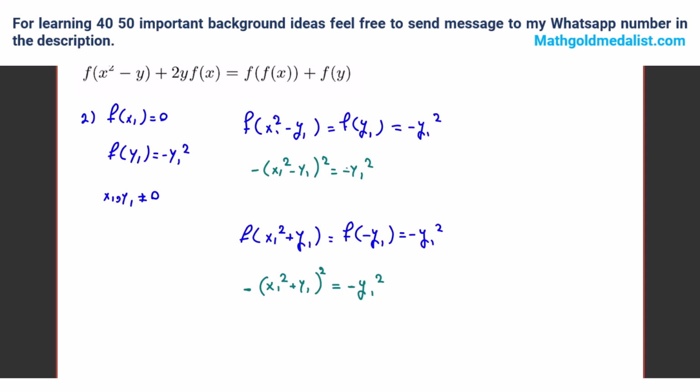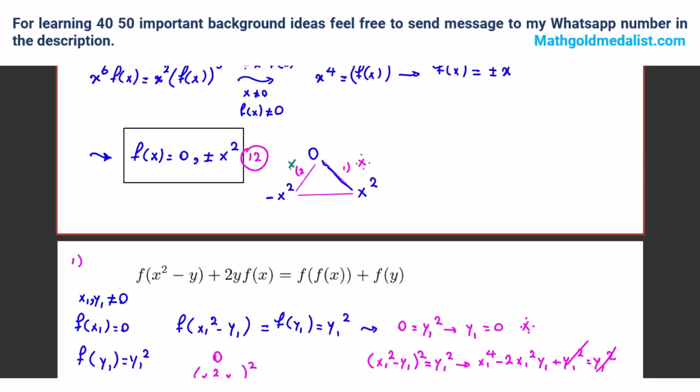Now from this part, we can cancel negative 1 from both sides. Here we can cancel y1 squared from both sides: x1 to the 4 plus 2x1 squared y1 is 0. And from here, x1 to the 4 minus 2x1 squared y1 is 0. Then if we subtract this minus this, or we can add, 2x1 to the 4 is 0, so because x1 is a real number, x1 is 0, that's a contradiction. So we reach a contradiction for the second case.